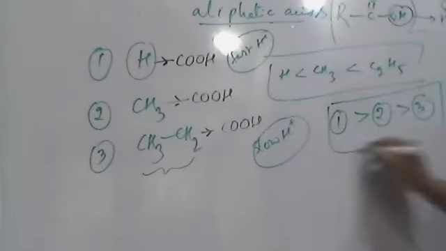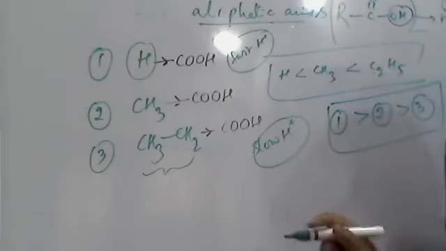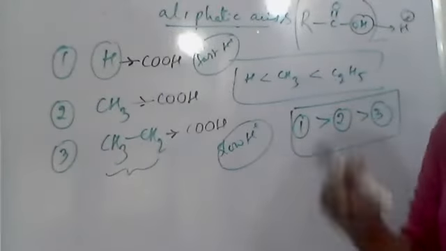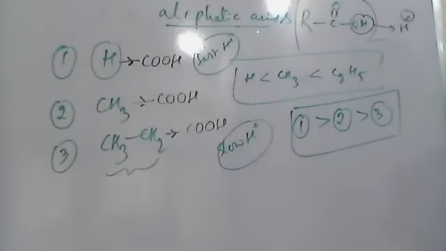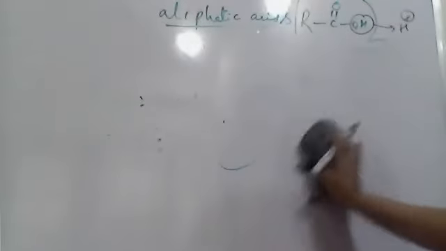Then you know the dissociation constant and pK values order also. You need not mug up the values. You have to understand the concept. And next, this time I have taken the plus I effect. We'll go for the minus I affecting groups. Now next we'll go for the minus I affecting groups.